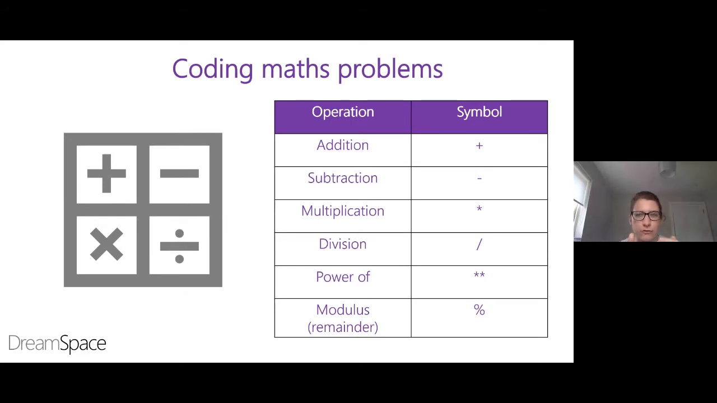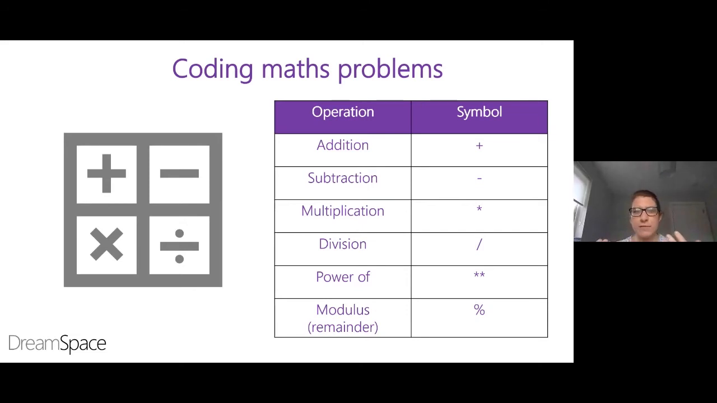So when we're looking at different operations, such as addition, we're going to be using the plus symbol. So you can see we have our table there. Addition is going to be with our plus symbol. Subtraction with our minus symbol. Now, they're the same. But when we get down further, we're looking at multiplication.